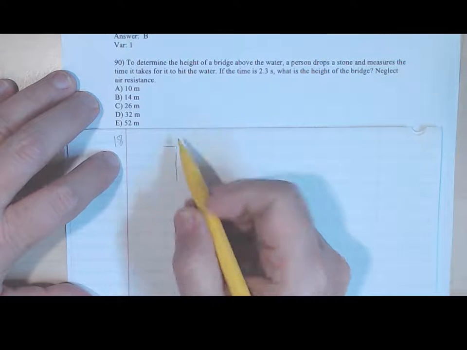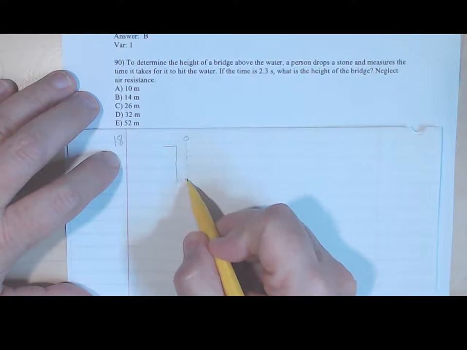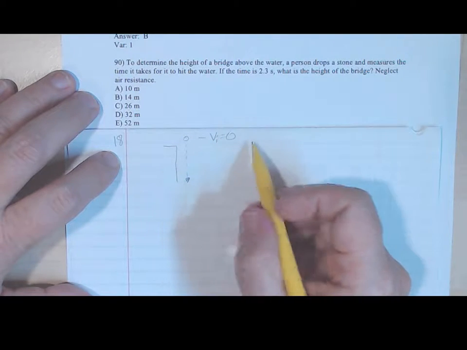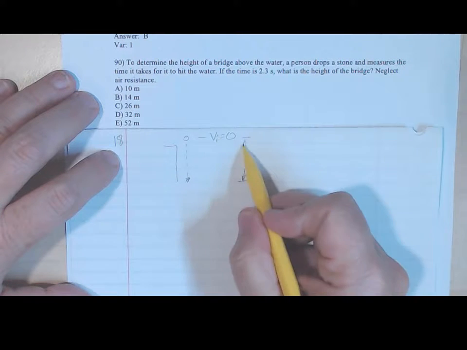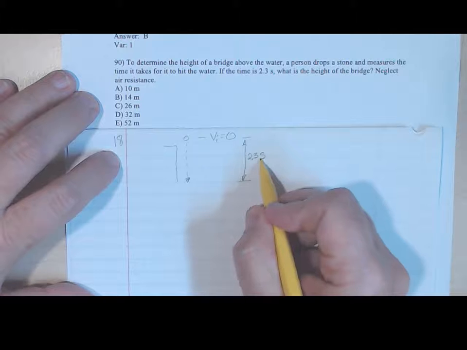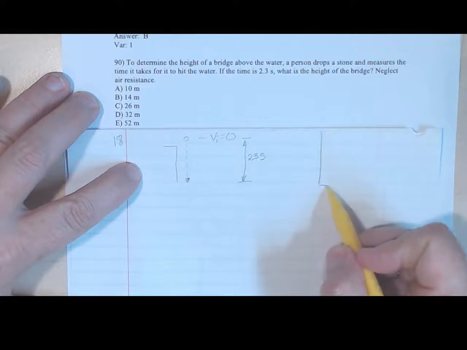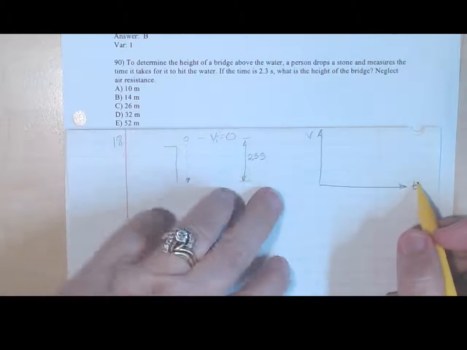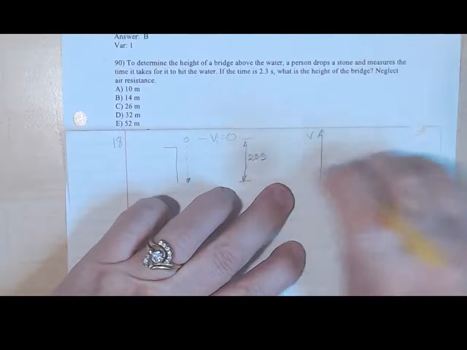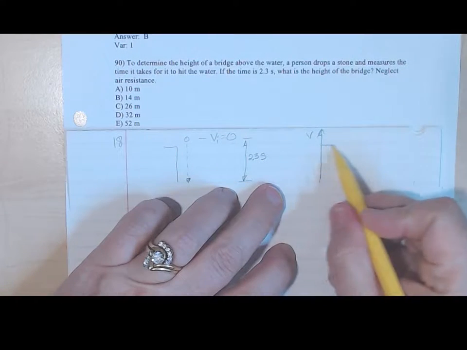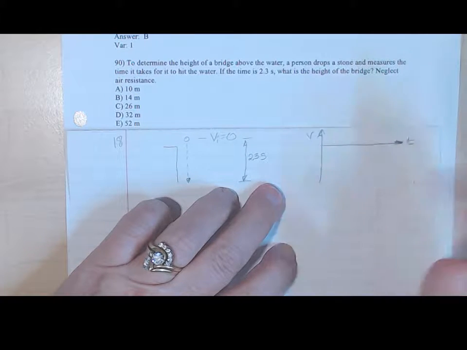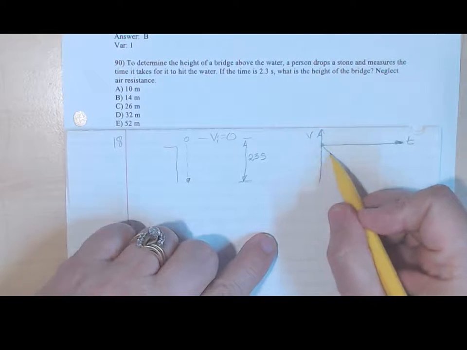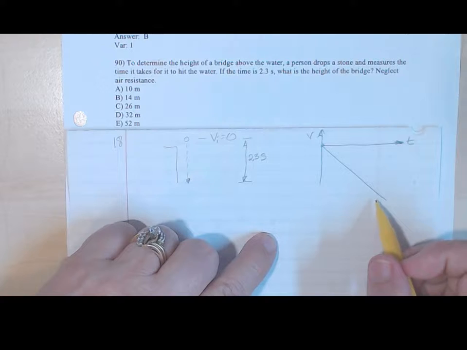So I'm basically on a bridge here and I'm dropping a stone, it falls down and hits the water. So I'm dropping it, not throwing, so my initial velocity is 0. Time here is 2.3 seconds. So come over here to my velocity time curve, and what do I know? We're going down, so I'm working in the bottom quadrant because we're going negative.